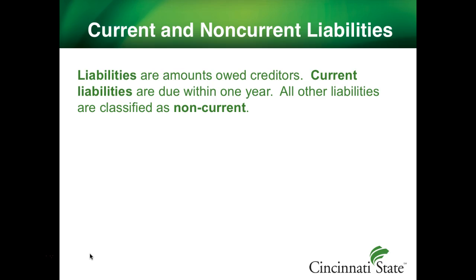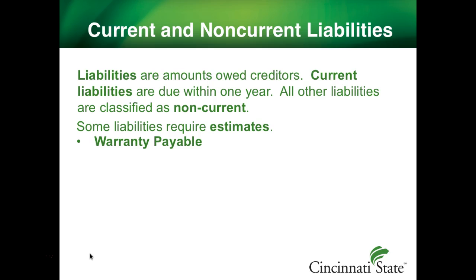Liabilities are amounts owed to creditors. Current liabilities are due within 1 year. All other liabilities are classified as non-current. Some liabilities require estimates. Companies offering warranty on their products have to estimate the future cost of parts and labor needed to repair or replace the defective units. This will be reflected in the warranty payable account.